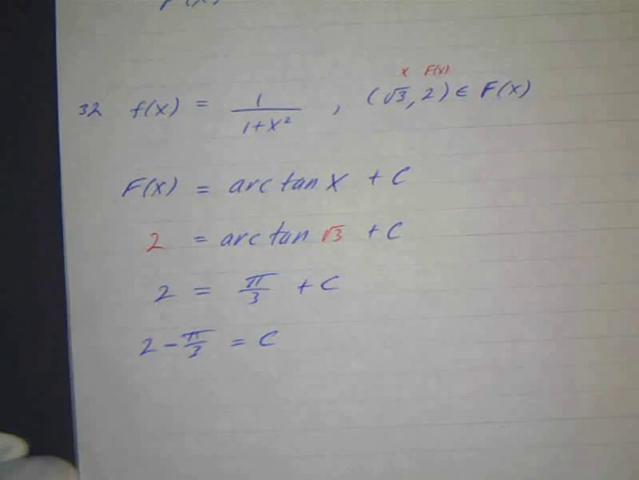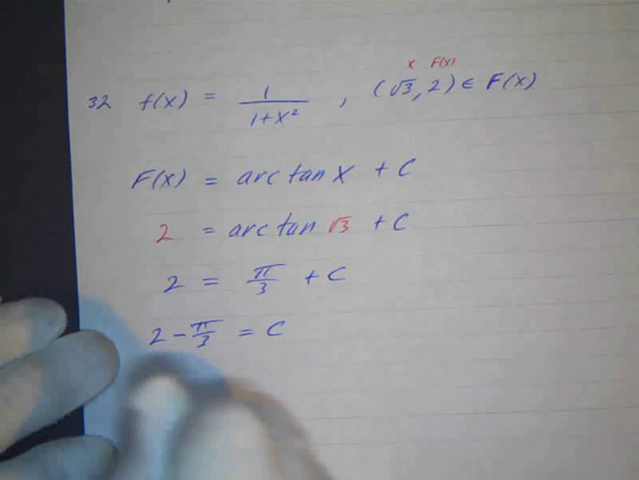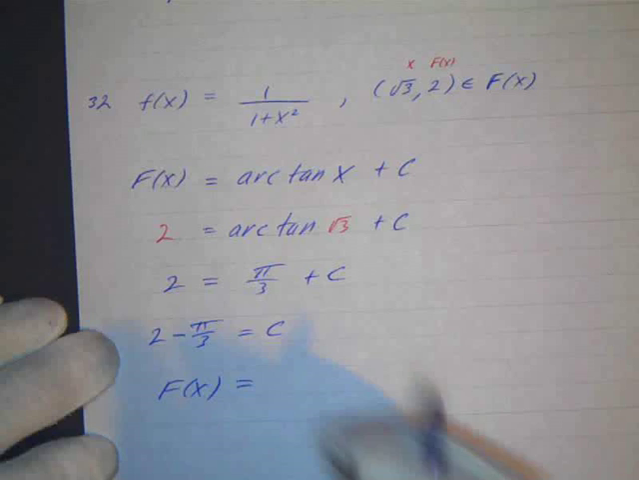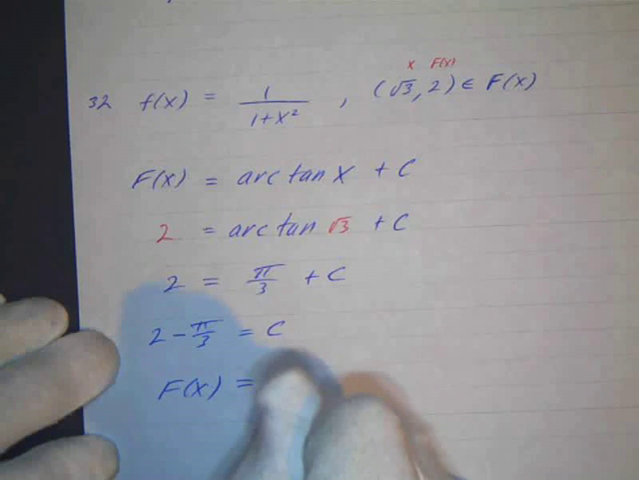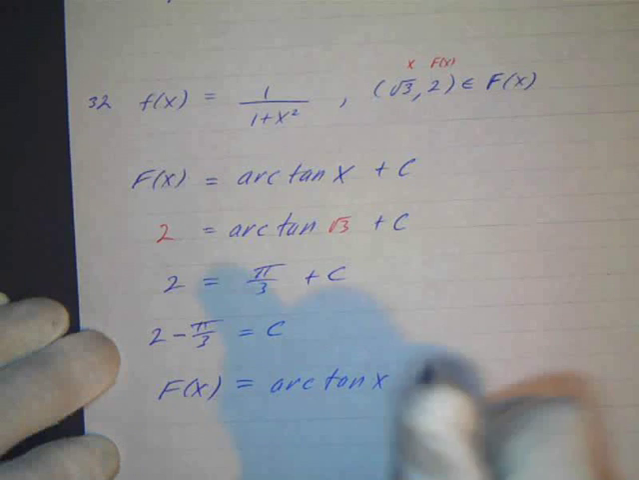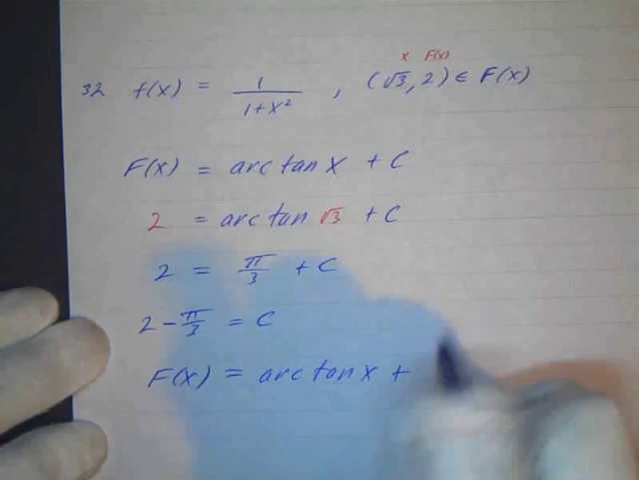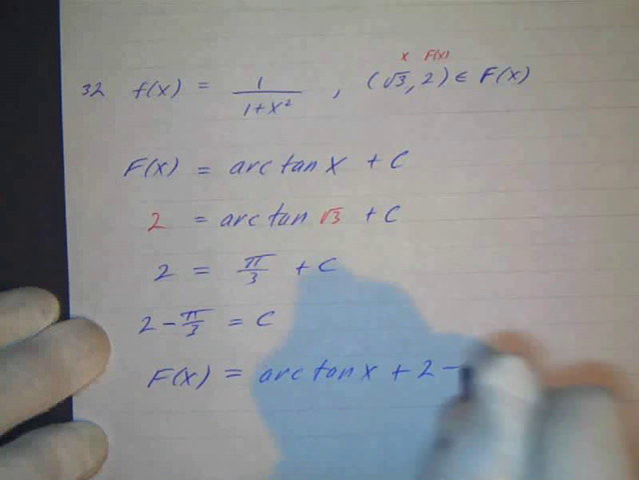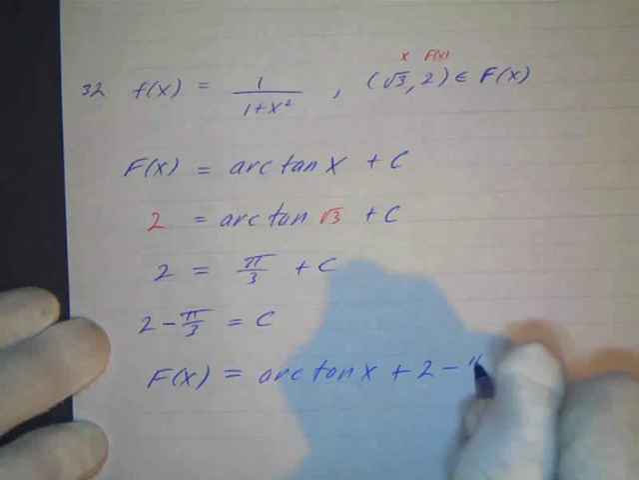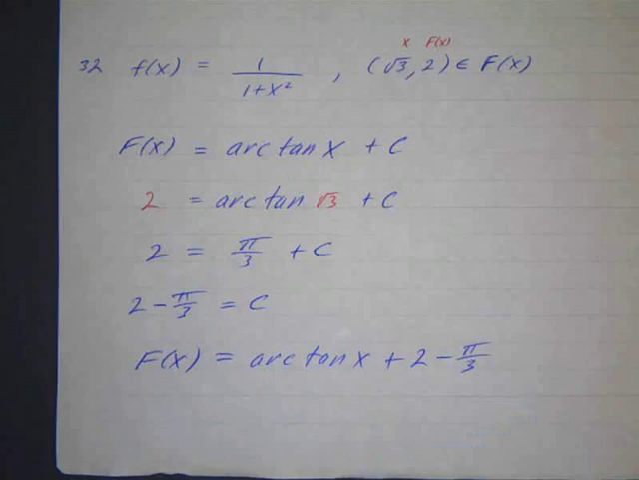So it's a little more complicated than the other ones. It's a binomial. So now we have our f of x equals arctan of x plus c, and c is going to be just 2 minus pi over 3. Okay, hopefully that all makes sense.